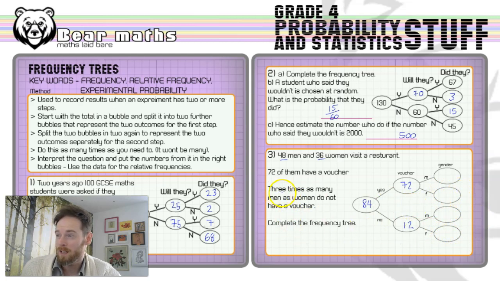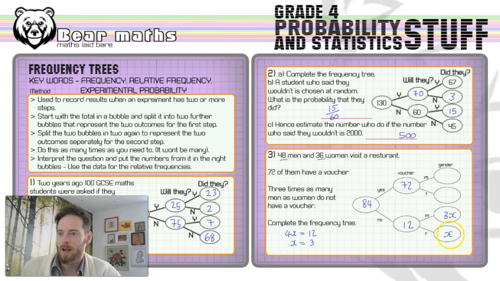So reading this sentence, 3 times as many men as women do not have a voucher. So 3 times something and something. We're representing the women with an X and the men with a 3X. We can form a simple equation here and solve it. So 3X plus X is 4X, and that equals 12 because these two add to make this one. Then we can solve it and find out that X equals 3.